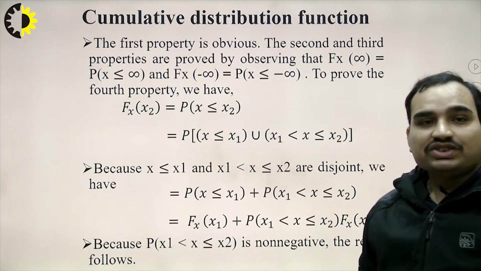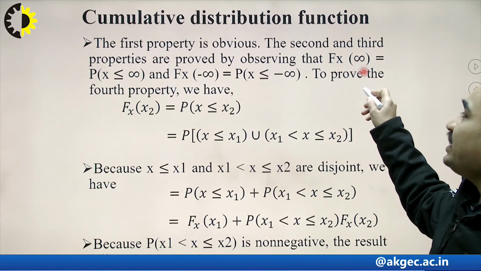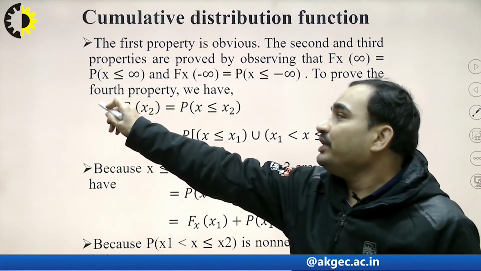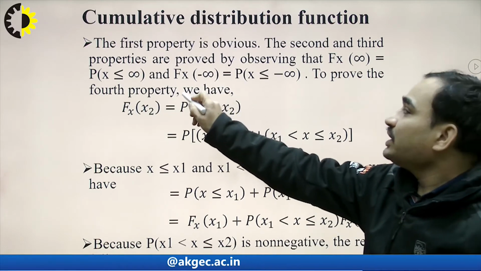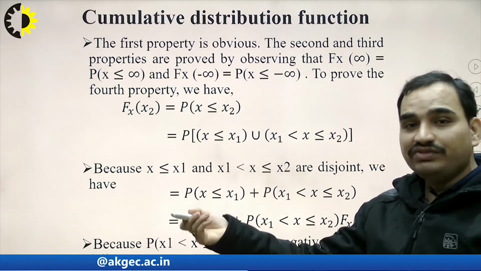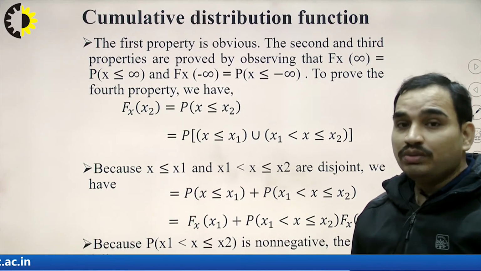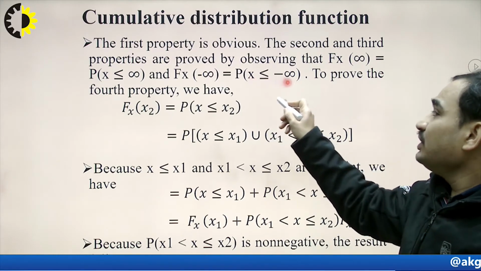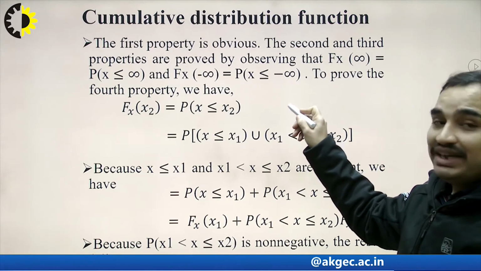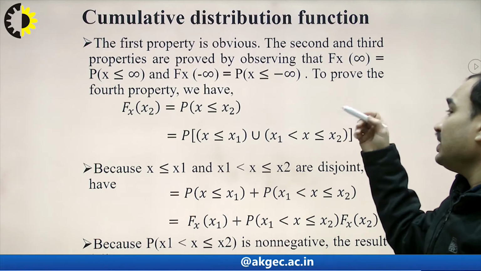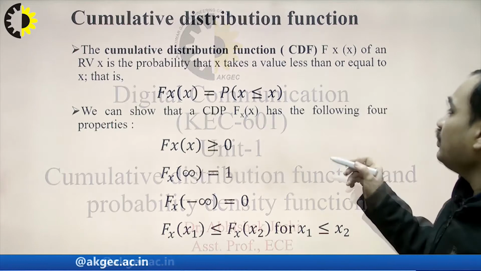The first property is obvious, and the second and third properties can be proved as follows. F of x at infinity is equal to the probability that X is less than or equal to infinity. And the cumulative distribution function at minus infinity is the probability that X is less than or equal to minus infinity, which is 0, because we don't have any value for that. Now we can prove this property.